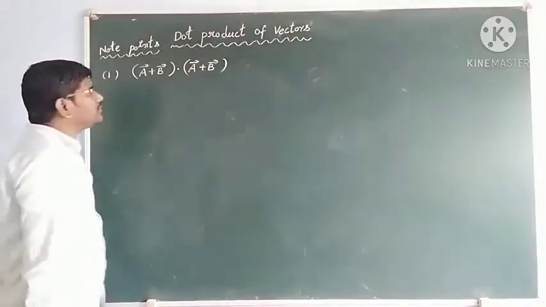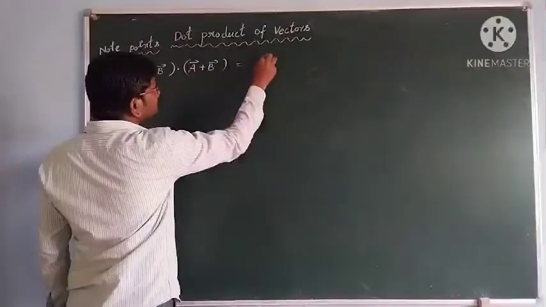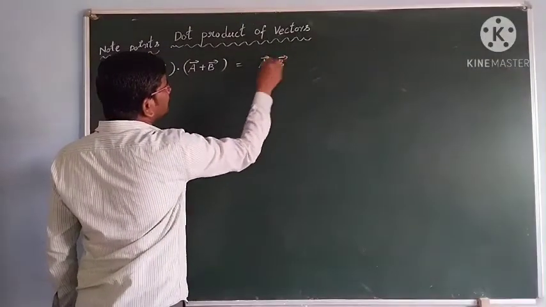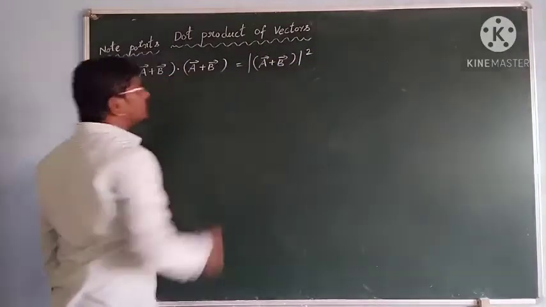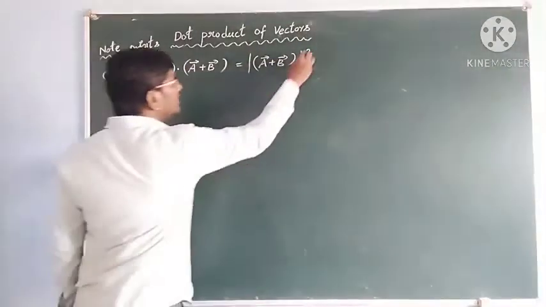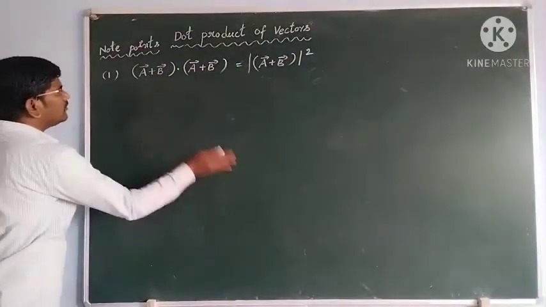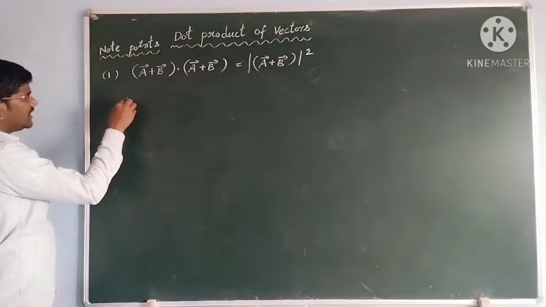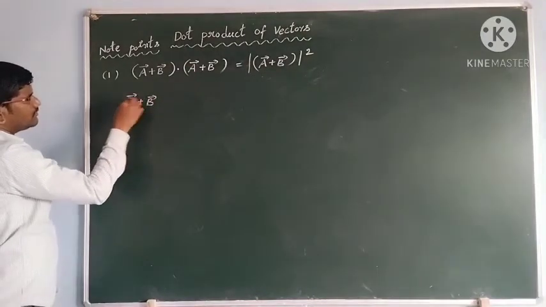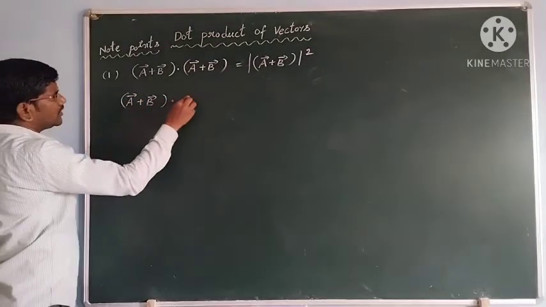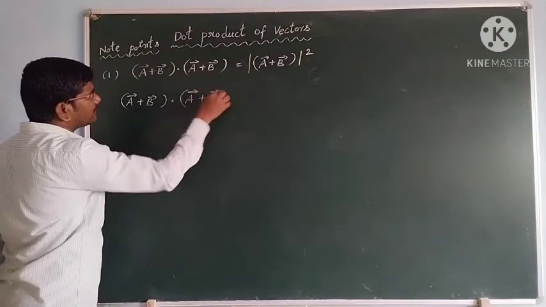(A bar plus B bar) dot (A bar plus B bar) is equal to the modulus of (A bar plus B bar) whole square. So these both are equal. I want to prove it now. Okay students, so now taking (A bar plus B bar) dot (A bar plus B bar) I am taking.